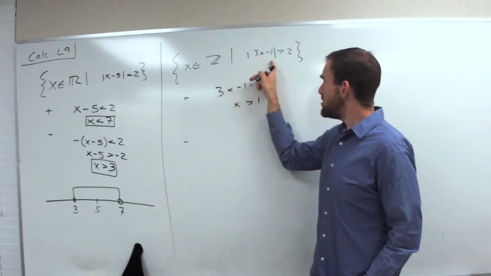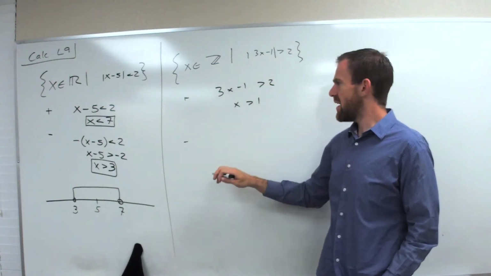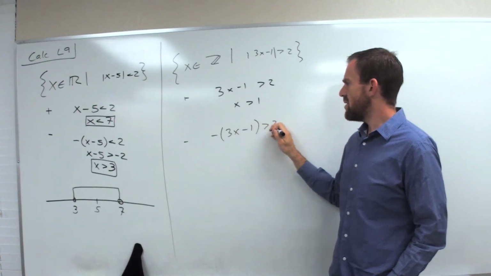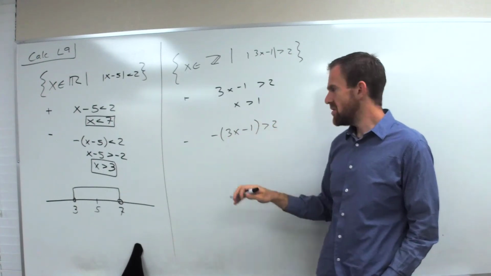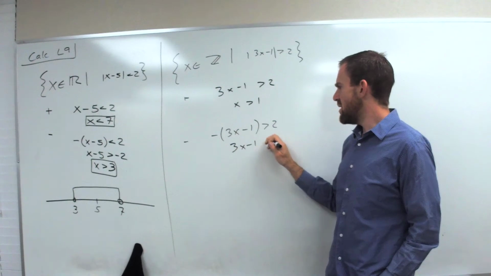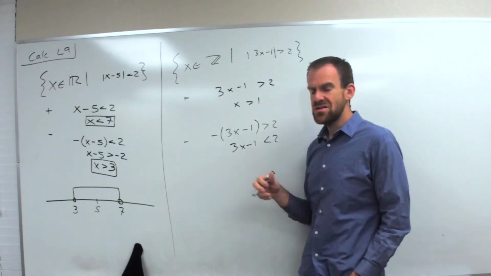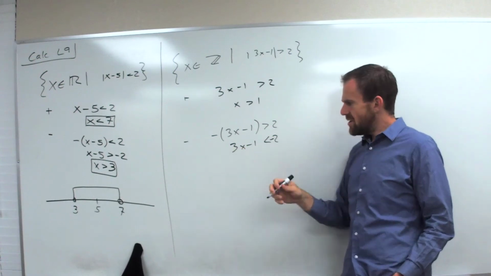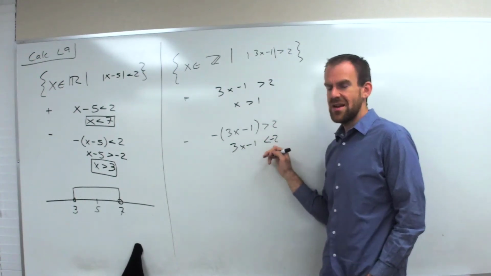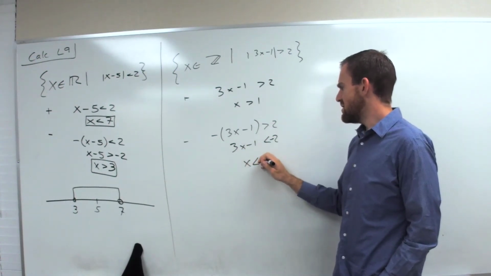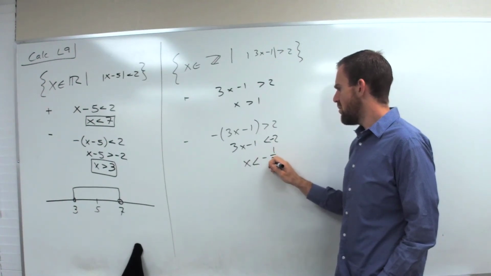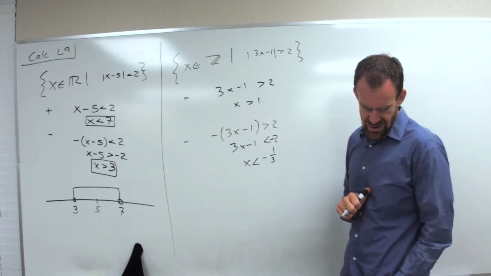Now, the negative option, if this number ends up being a negative number, then I have negative 3x minus 1 is greater than 2. I'm going to multiply by negative on both sides, so I get 3x minus 1 is less than negative 2. Remember, you change the sign when that happens. Then I'm going to solve. So I'll add 1. That's negative 1. So x is less than negative 1/3. Is that correct?